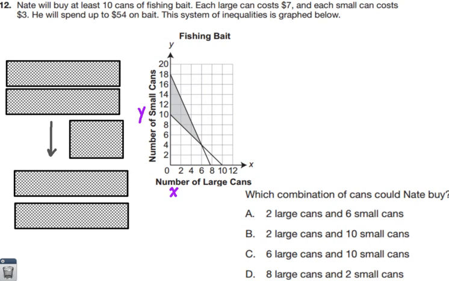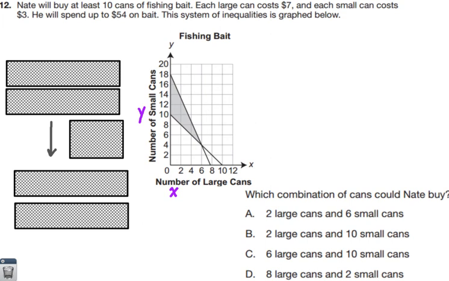All this information ends up being graphed, and they give you the graph for free. Here's the graph. It represents Nate's situation, where X is apparently the number of large cans, and Y is the number of small cans. You should be able to tell that just from the graph they give you. Now, what they are asking is, which combination of cans could Nate buy?